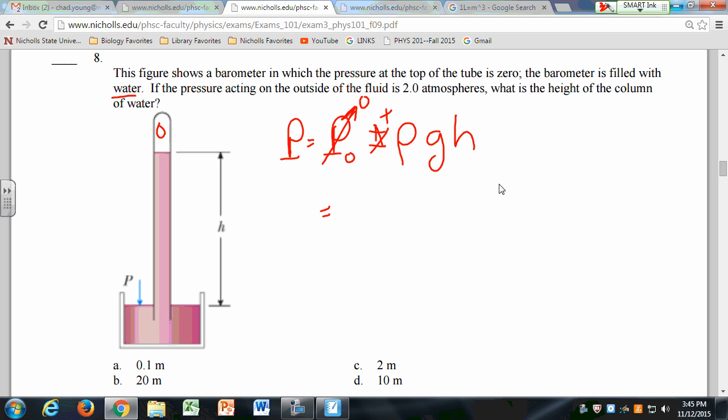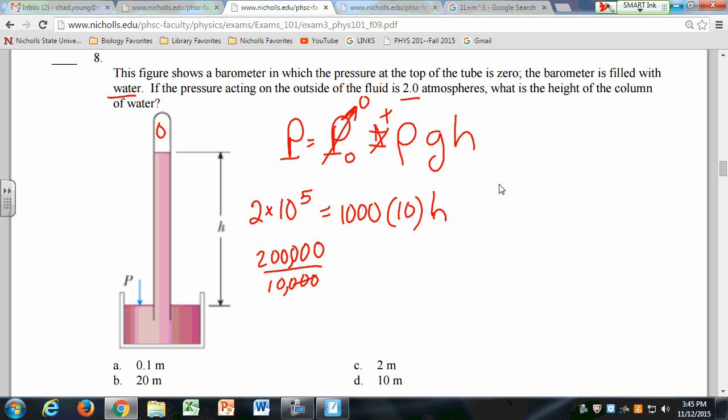The barometer is filled with water, so it's 1,000 times 10 times H. Oh, I'm looking for H. And the outer pressure here is 2 atmospheres, so that's 2 times 10 to the 5th. Watch your units, okay? If you ever doubt, just go to SI units, although that's not always necessary. So it's 200,000 over 10,000, yeah, 10,000. 20 meters.